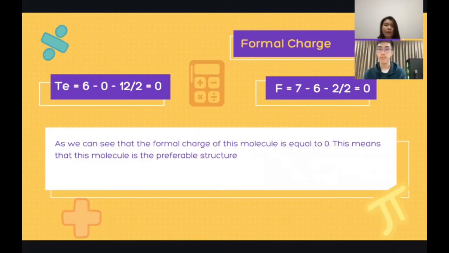So moving on, I'll be talking about the formal charge. To calculate the formal charge, we need the total number of valence electrons minus the non-bonding electrons minus half the number of the bonding electrons. So for tellurium, it would be 6 minus 0 minus 12 over 2, which would give us 0. And for fluorine, it would be 7 minus 6 minus 2 over 2, which would also give us 0. So we can conclude that the formal charge of this molecule is 0, meaning that it is a preferable structure.